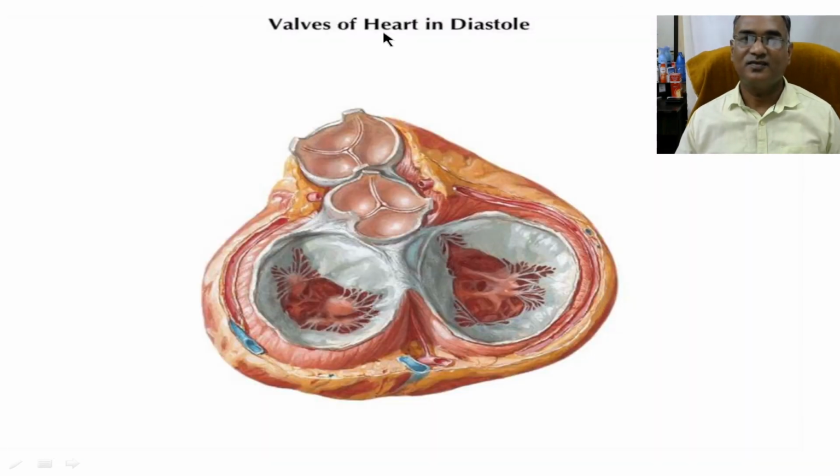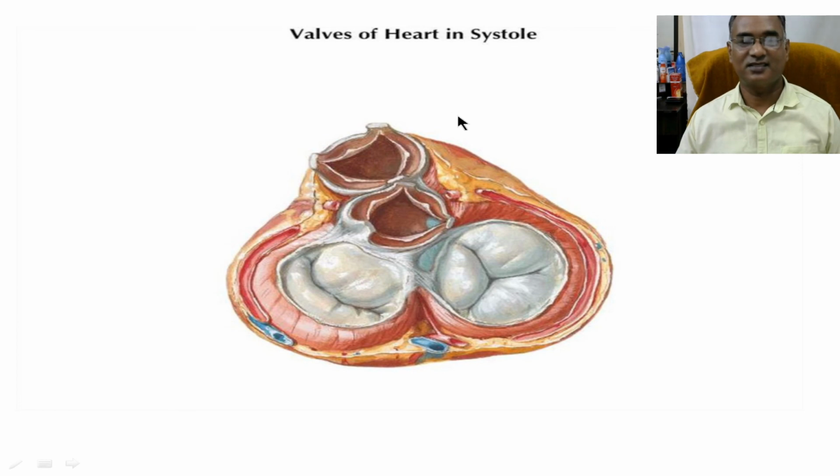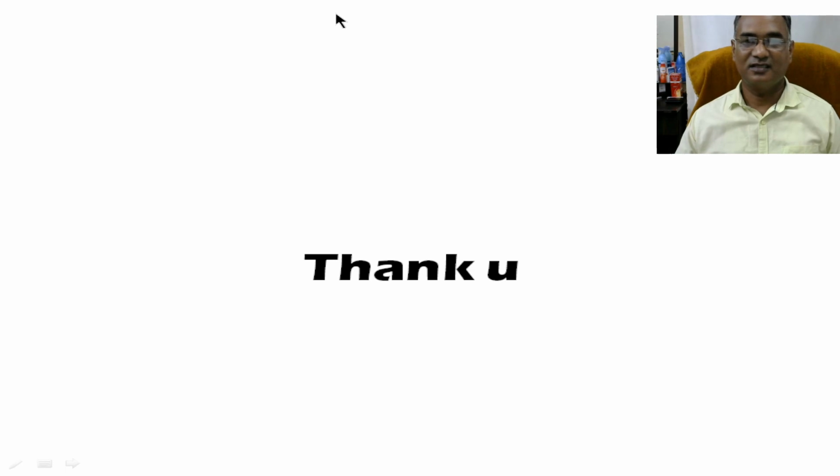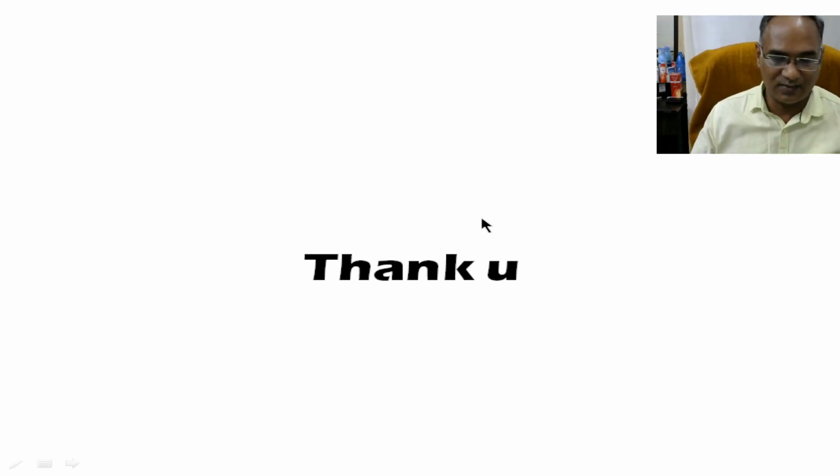When the valves are in diastole, they receive the blood from both atria to the ventricles. Next slide: the heart is in systole. Both the right ventricle and left ventricle eject the blood from the ventricles into the pulmonary and systemic circulation. With this presentation, we have discussed the four valves and four chambers of the heart.